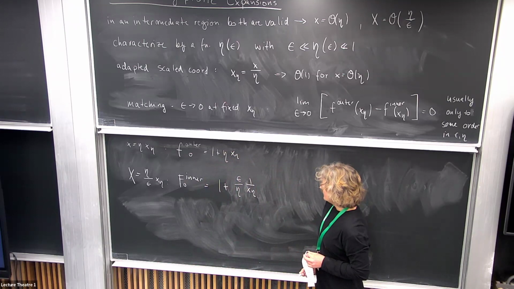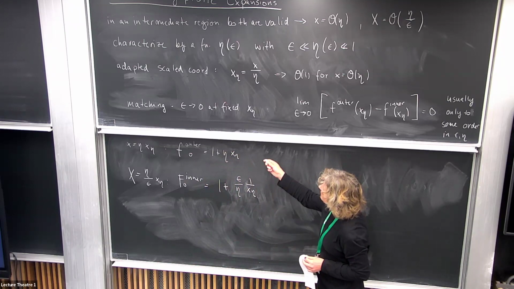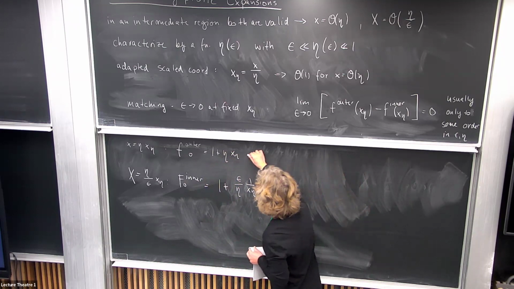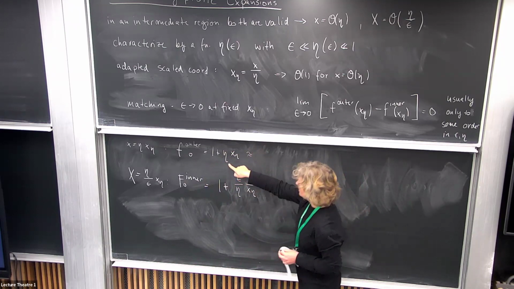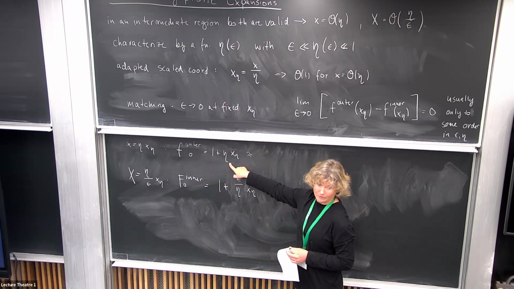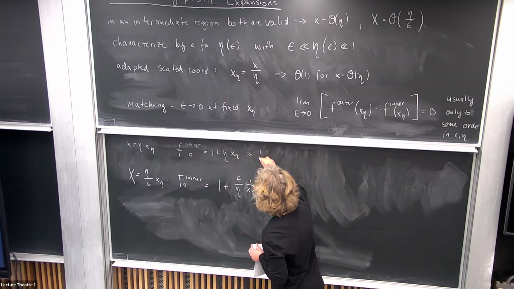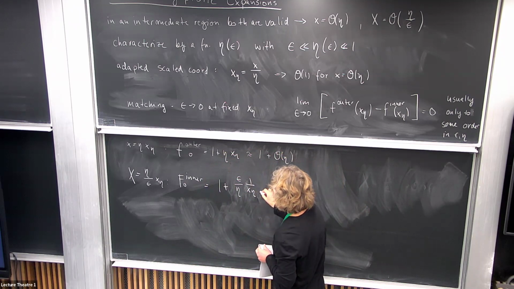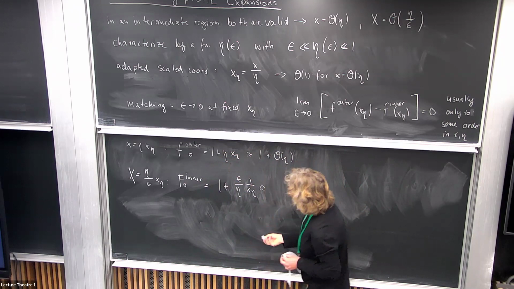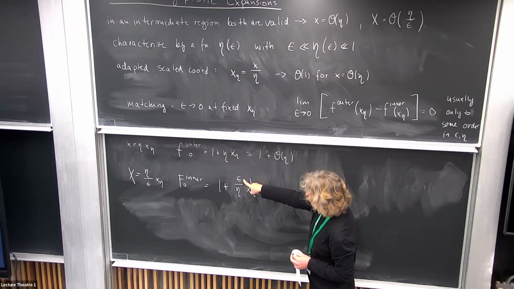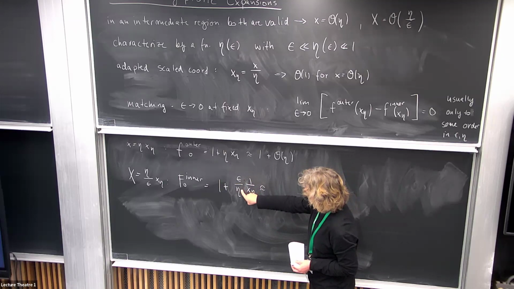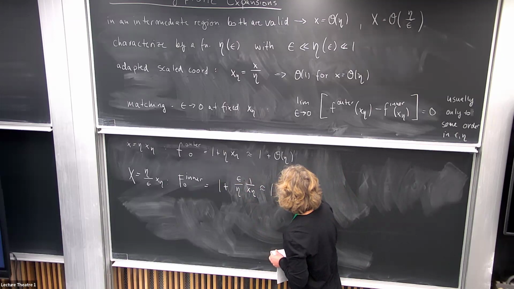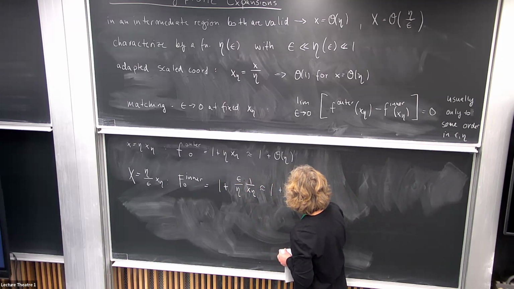Okay, and now we are supposed to match them. We are supposed to take the limit epsilon goes to 0 at fixed x eta. So if epsilon goes to 0, eta also goes to 0, except not as fast. So this is of order 1 plus order eta. And then here, again, we now take the limit epsilon goes to 0 faster than eta goes to 0. So this term is also small. So it's also 1 plus order epsilon over eta.